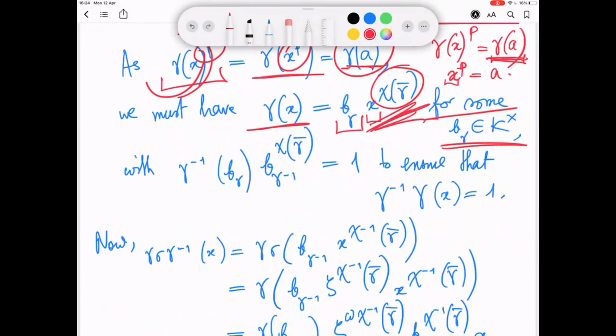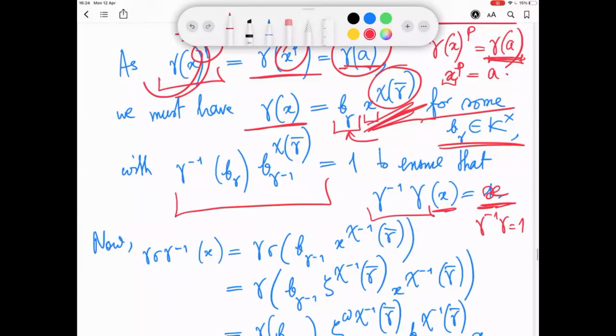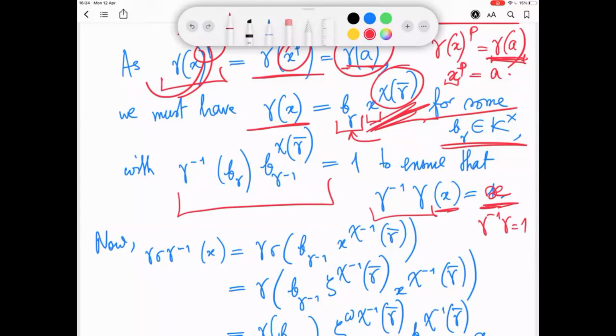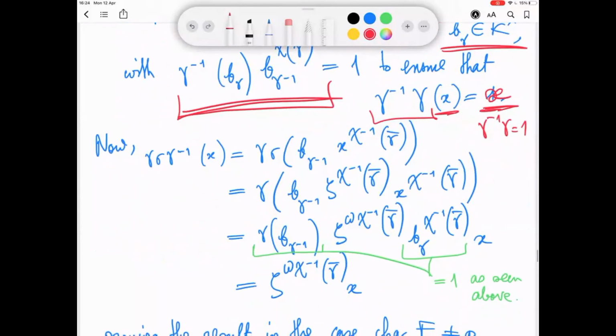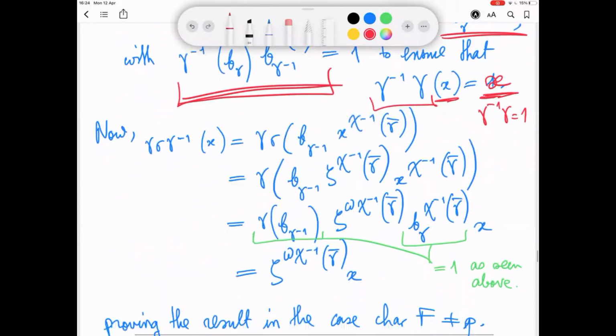But I have to choose these b gammas consistently so that when I do gamma inverse gamma of x, I should get x, not 1, of course. I want gamma inverse gamma to be equal to 1, and therefore gamma inverse gamma x to be equal to x. So in order for them to be consistent, they have to satisfy this condition. Now you just compute. All the analysis is kind of over. The rest of it is just computation.